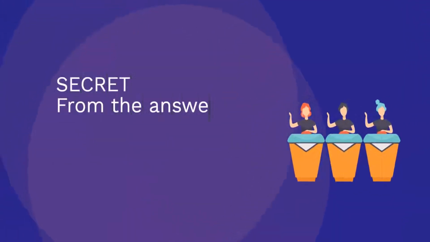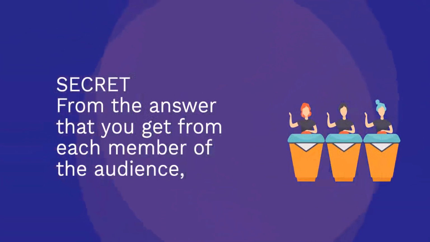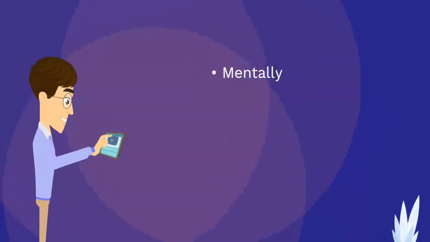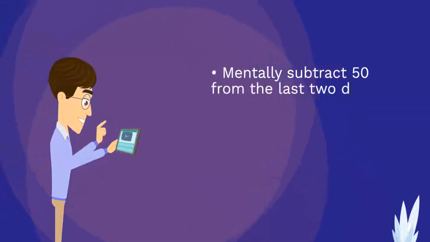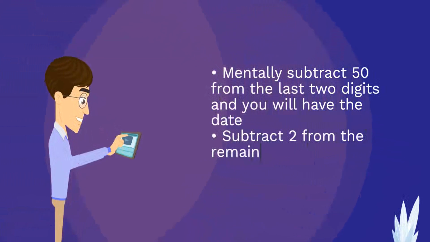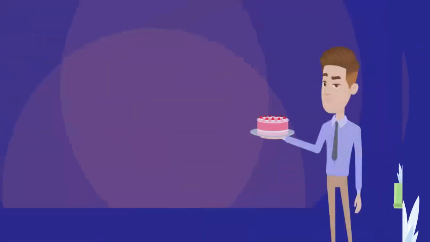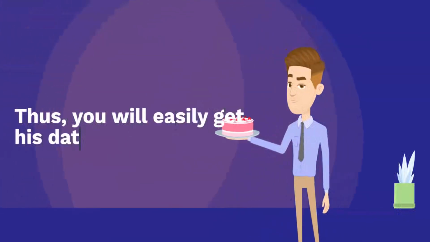Secret. From the answer that you get from each member of the audience, mentally subtract 50 from the last 2 digits and you will have the date. Subtract 2 from the remaining digits and you will have the month. Thus, you will easily get his date of birth.